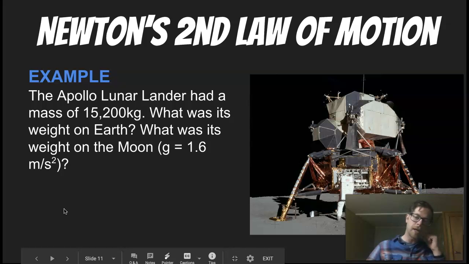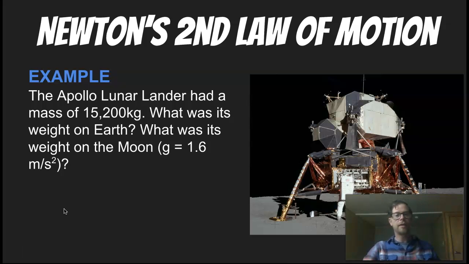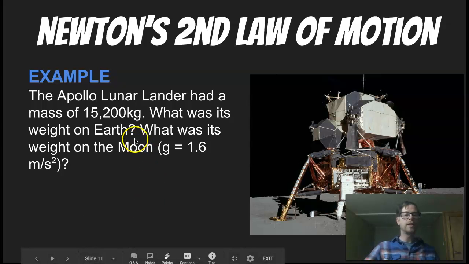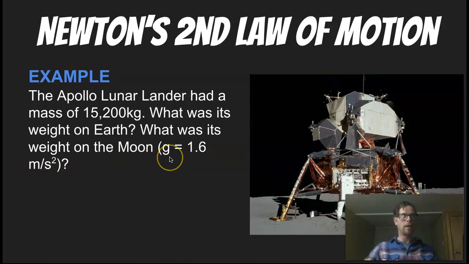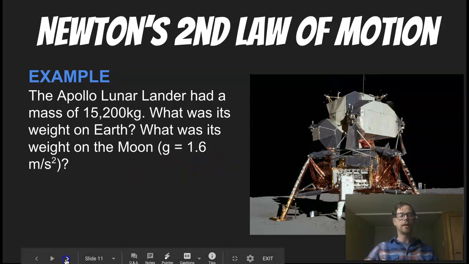Here's an example. The Apollo lunar lander, the craft that reached the surface of the moon, had a mass of 15,200 kilograms. What was its weight on Earth, and what was its weight on the moon? Notice I did not give you g for Earth, because you should have that written down already, but I did give you a g for the moon. So on the moon, things accelerate towards the center of the moon at a rate of 1.6 meters per second squared, so much smaller than that on Earth.